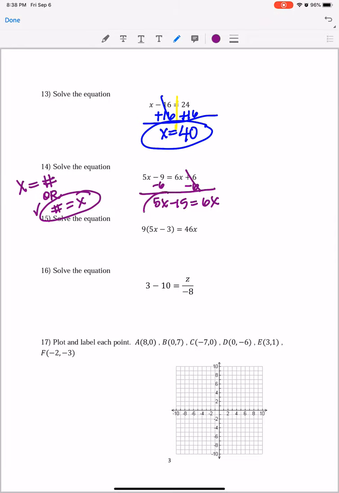So now let's get the variable over here. So the opposite of a positive 5x is a negative 5x. So I'm going to get negative 15 equals 6 minus 5 is 1x, or just x. So there's my answer.